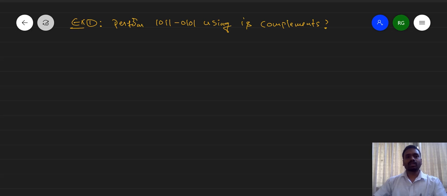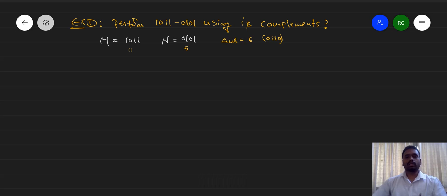In the given two numbers, my capital M equals the first number, that is 1011, and my n equals my negative number, that is 0101. 1011 is nothing but 11 in decimal, right? And 0101 is nothing but 5 in decimal. So if you want to perform the subtraction between these two numbers, 11 minus 5, I want to get my answer to be 6, that is nothing but 0110, right?